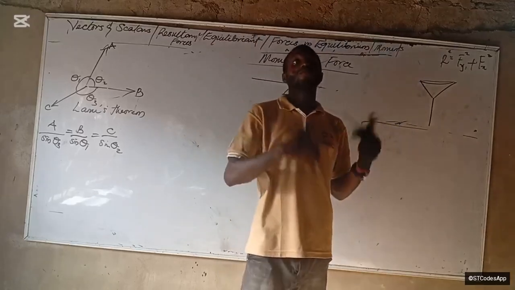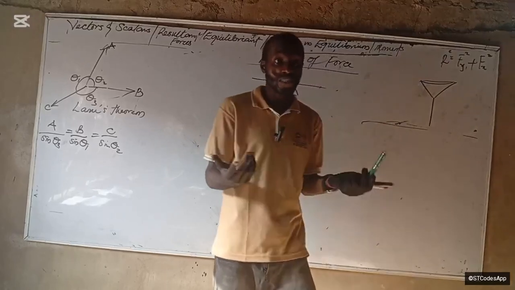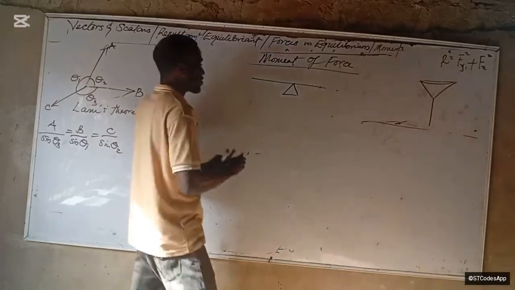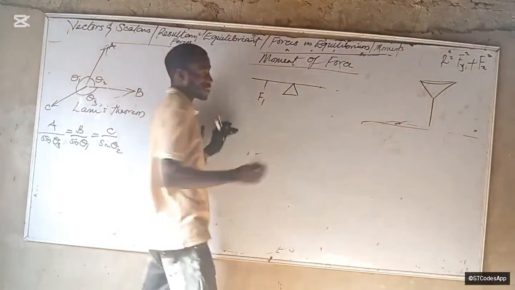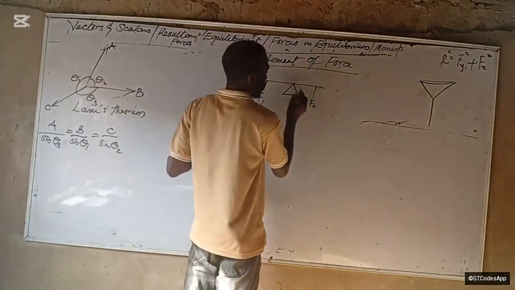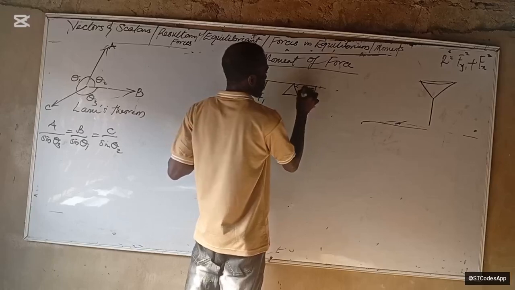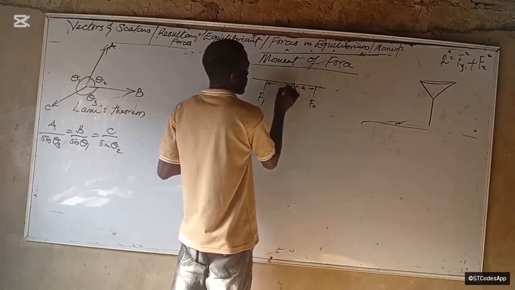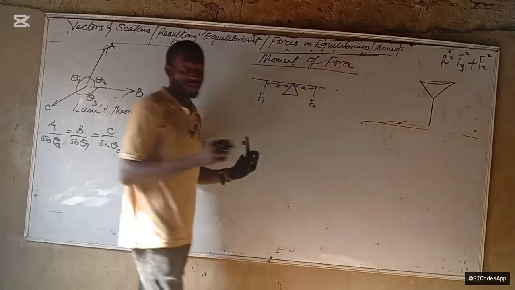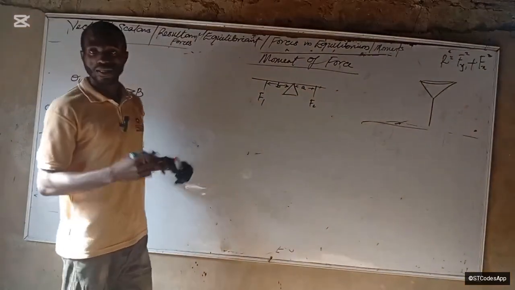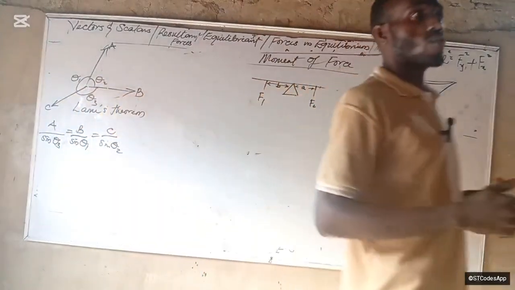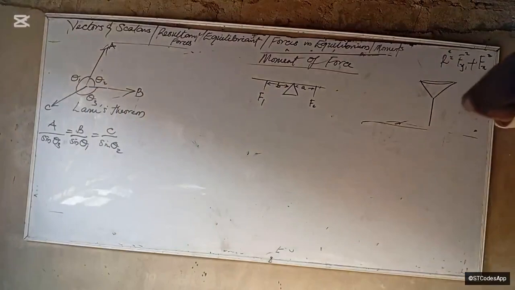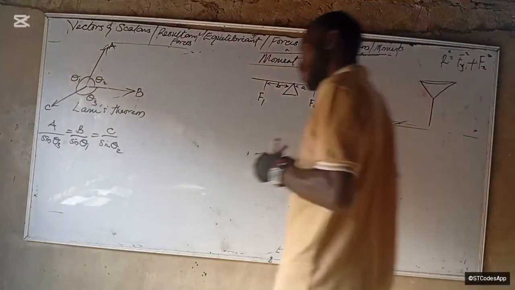Okay, so that's what we do in equilibrium, basically. Is that okay? All right. So if I have a force F1 acting downward, we are starting with forces acting downward, and I have a force F2 acting downward, and the distance here is A, the distance from here to here is B. Are you with me? In this case, we say the sum of clockwise moments is equal to the sum of anti-clockwise moments. Is that okay?